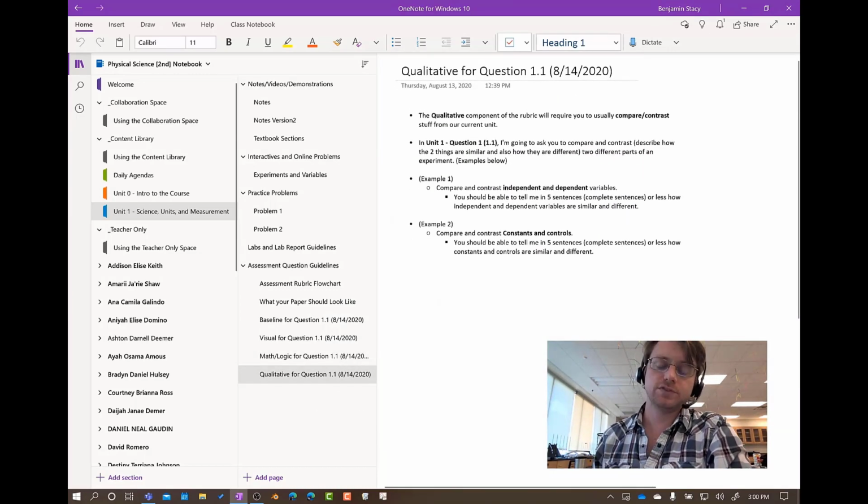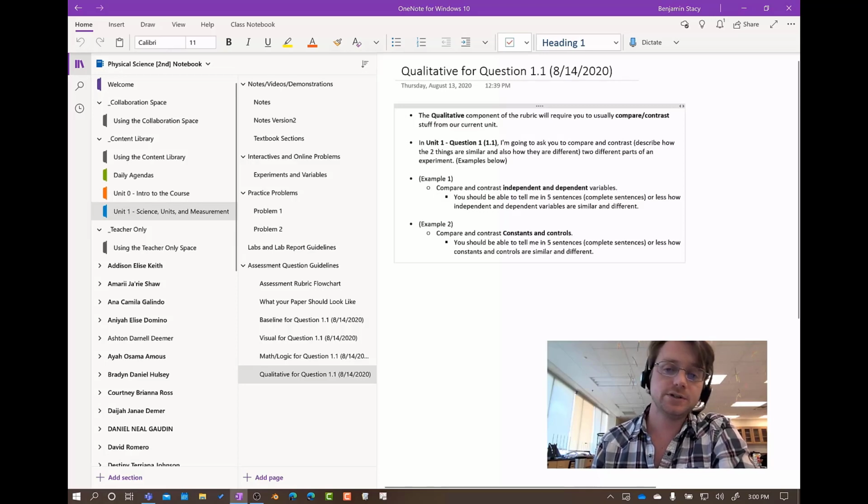The qualitative for physical science for this week, question 1.1, is just a question of comparing and contrasting. So I'm going to ask you either to compare and contrast independent and dependent variables, or compare and contrast constants and controls. So when we compare and contrast, what I'm looking for is for you to give me some similarities and some differences. So what are some things that are similar about independent and dependent variables? You got to know what they are in an experimental sense so that you can say how they might be similar, and then you also need to understand what they are so you can tell how they're different.